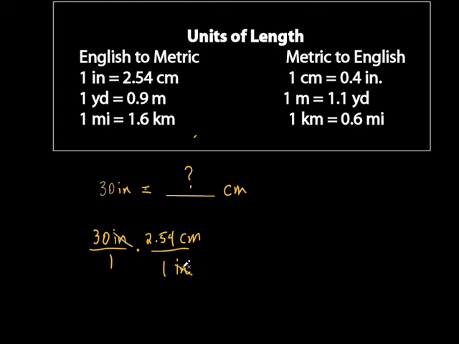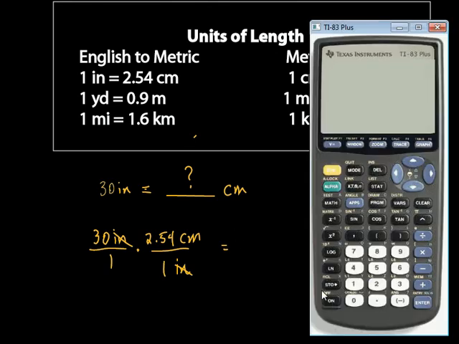So the inches cancel out. Look, I got 1s on the bottom, so I don't have to worry about dividing. All I have to do is multiply those 2 together. So let's just use our calculator to do that. So it's 30 times 2.54, and I get about 76.2.